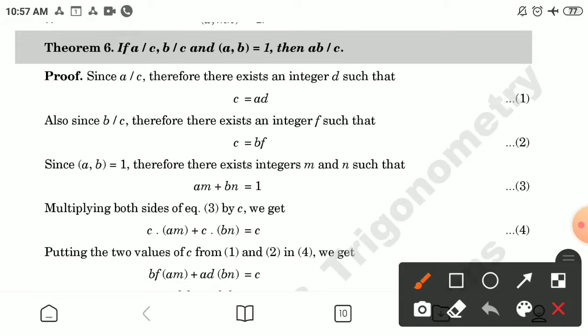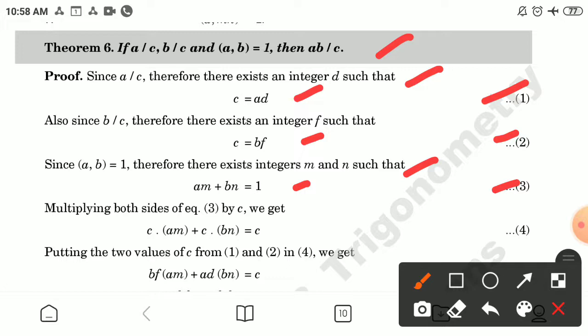Now, theorem 6th: if A divides C, B divides C and greatest common divisor of A and B equals 1, then AB divides C. Now making the proof, since A divides C, there exists an integer D such that we can write C is equal to AD, marking this as number 1. Also since B divides C, there exists an integer F such that C is equal to BF, marking this as number 2. Since greatest common divisor of A and B equals 1, there exist integers M and N such that AM plus BN equals 1, marking this as number 3.